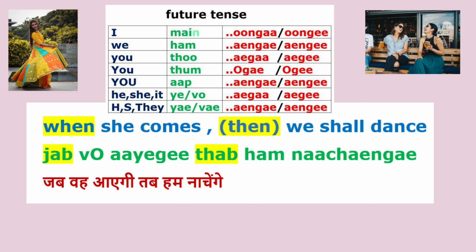So nachenge, you may think it's a masculine form for two people, but as I told you earlier, in one of the lessons I've explained that very well. Nowadays, you'll often hear women using the masculine plural form very commonly. Hum nachenge. For reference, you can look at the table there. It is just this. When she comes, we shall dance. जब वो आएगी तब हम नाचेंगे. When she comes, then we shall dance. जब वो आएगी तब हम नाचेंगे.